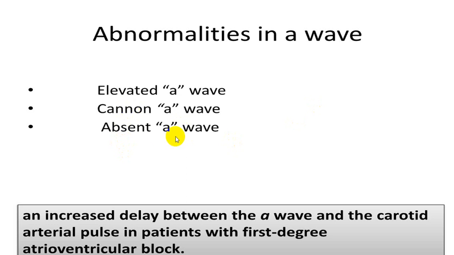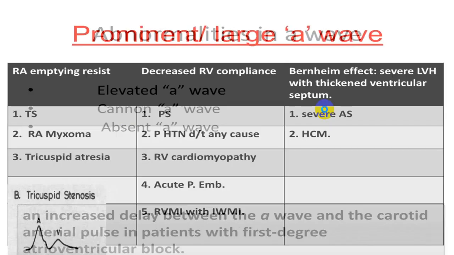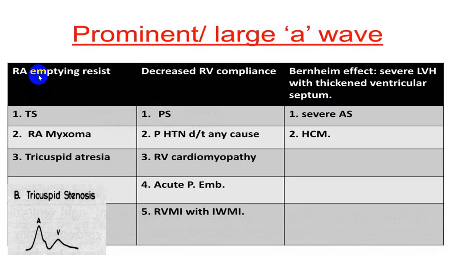And if the atrial contraction is very poor, the A wave will be absent. Classical example, atrial flutter fibrillation. So we are going through that now. Prominent A wave, classical example, tricuspid stenosis. I am giving one single example. If they ask you anything more, then only you utter something else. So classical is tricuspid stenosis.